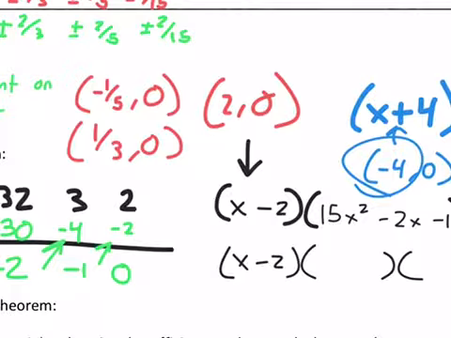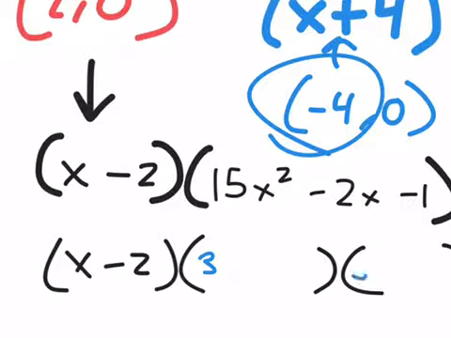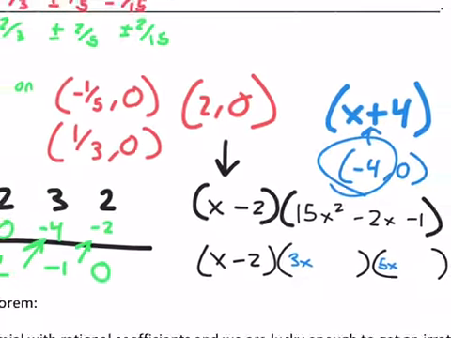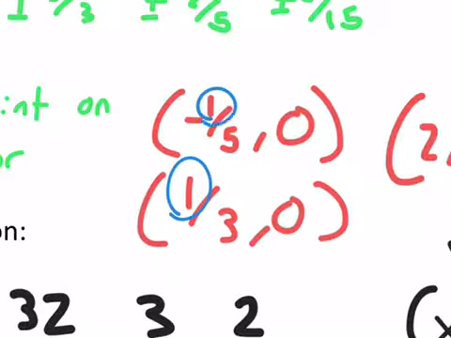So, looking at our factors, this 3 and 5 are telling us that these are going to have to start with a 3x and a 5x. Right? And the numerators will actually tell us the c values, which would be 1 and 1.